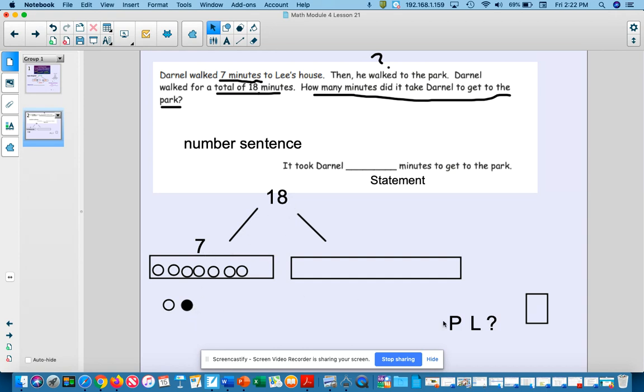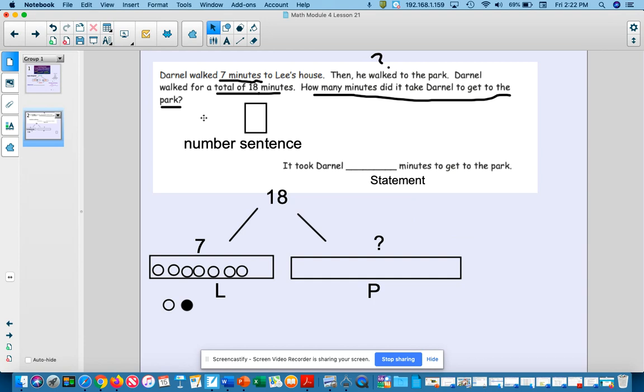Now let's label our parts. I have an L here, and we're going to use that for Lee's house because it took Darnell 7 minutes to get to Lee's house. So our label here is L for Lee. And over here we have a P, and we're going to use that for park because we don't know how long it took. So we're going to put a question mark here. We don't know.